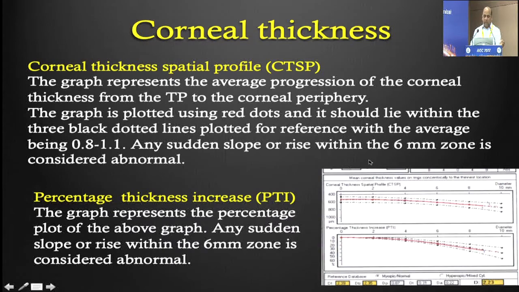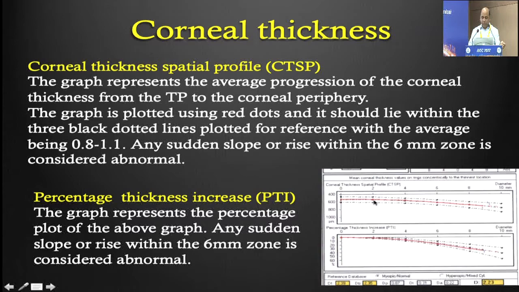First is the corneal thickness map. These two maps are the pachymetry progression maps. First is the corneal thickness spatial profile, CTSP. This graph represents the average progression of the corneal thickness from the thinnest point to the corneal periphery. The graph is plotted using red dots, you can see here.